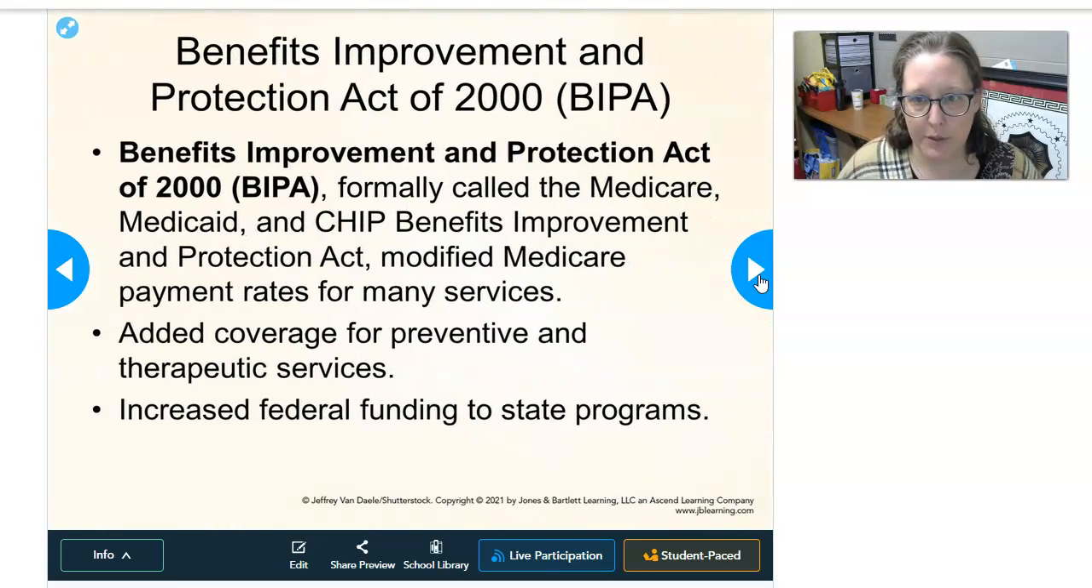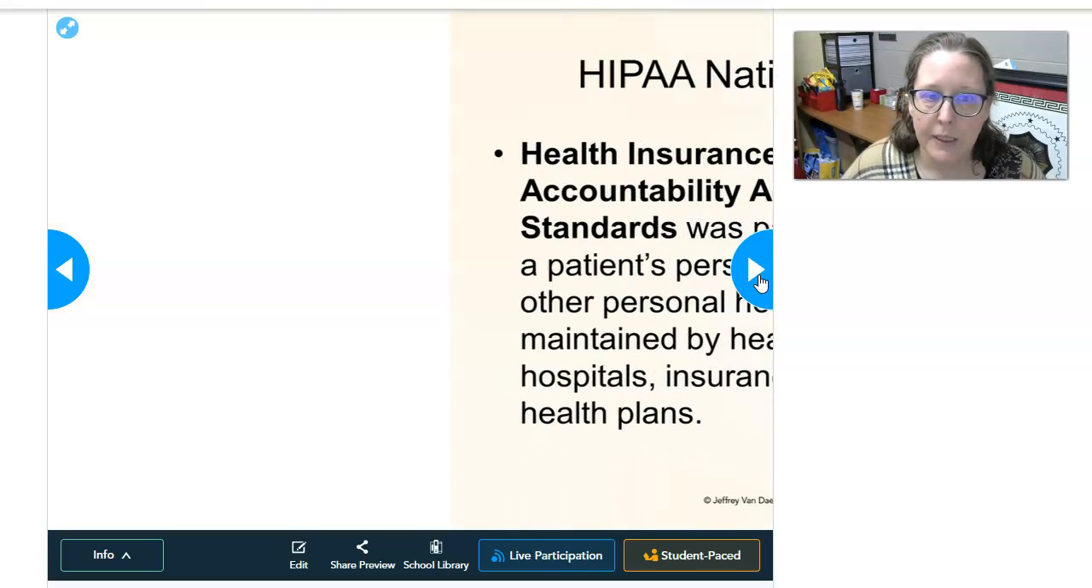Benefits Improvement and Protection Act of 2000, formerly called the Medicare, Medicaid, and SCHIP Benefits Improvement and Protection Act. It modified Medicare payment rates for many services. It added coverage for preventive and therapeutic services, and it increased federal funding to state programs.